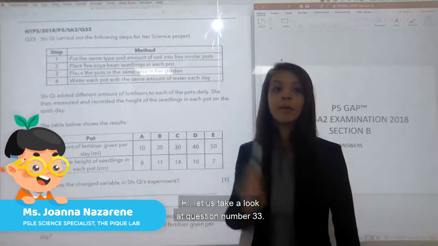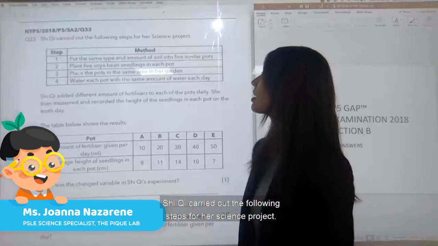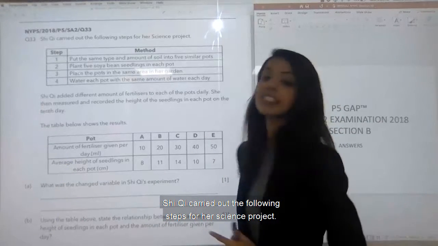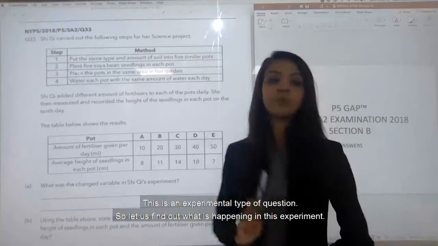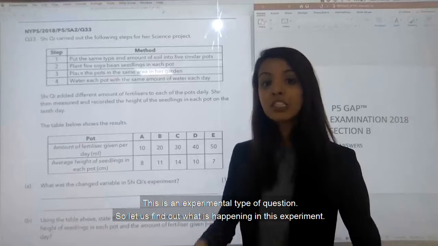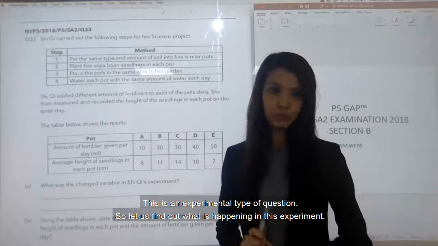Let us look at question number 33. Shizhe carried out the following steps for her science project. This is an experimental type of question. So let us find out what is happening in this experiment.